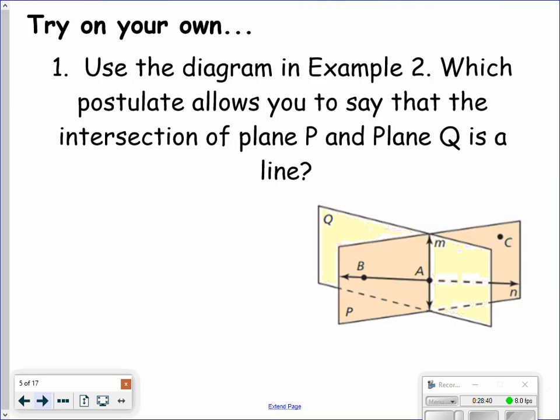Okay, go ahead and try this next one on your own. Use the diagram in example 2. Have it up on the board. Which postulate allows you to say that the intersection of plane P and plane Q is a line?